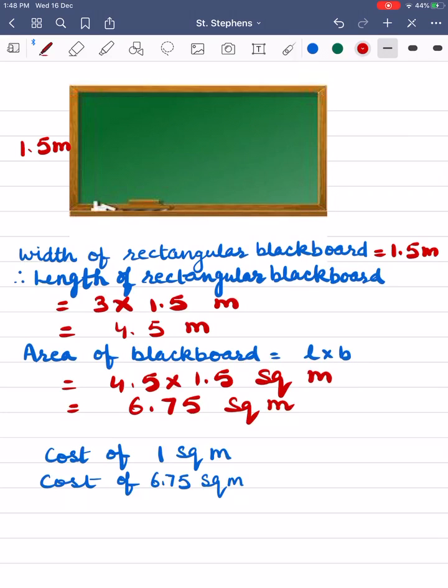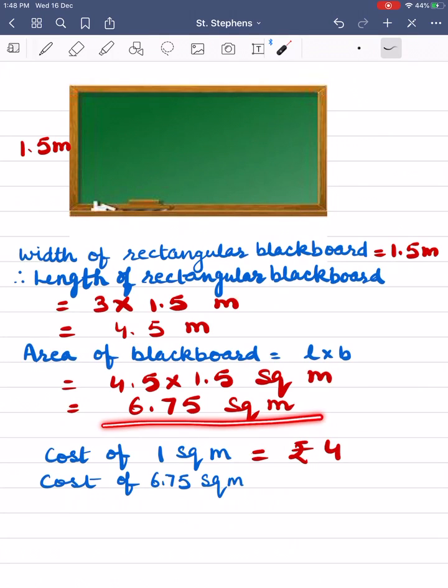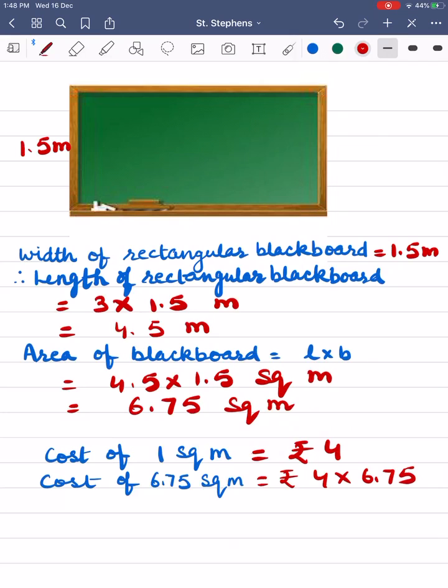Now the cost of painting 1 square meter is equal to rupees 4. And to find out the total cost of painting the blackboard is to find the cost of painting its area, which is 6.75 square meter. So cost of 6.75 square meter is equal to rupees 4 into 6.75. And on multiplying, we get here rupees 27.00. So it is equal to rupees 27. So the cost of painting the blackboard is rupees 27.